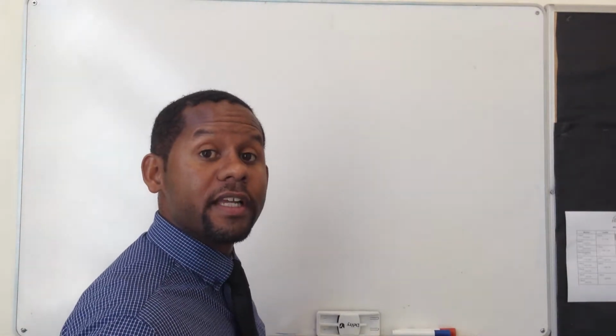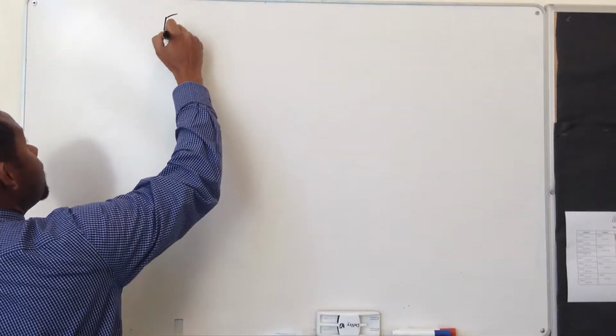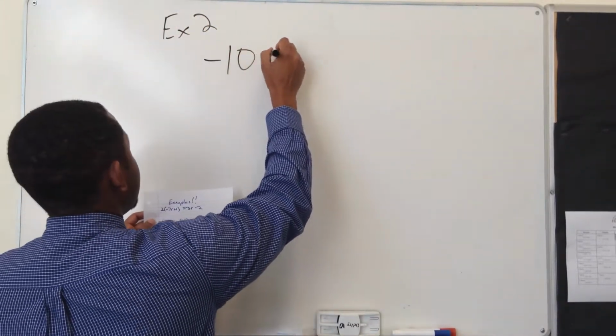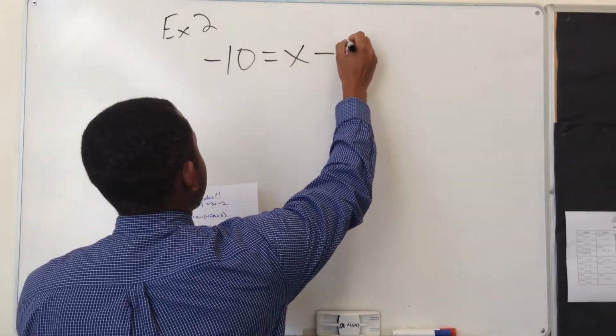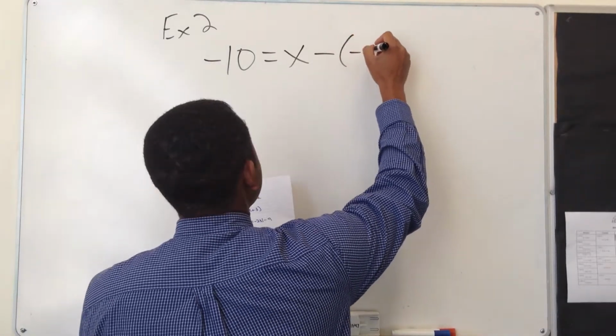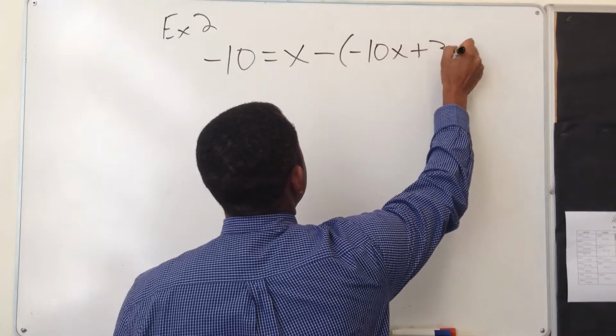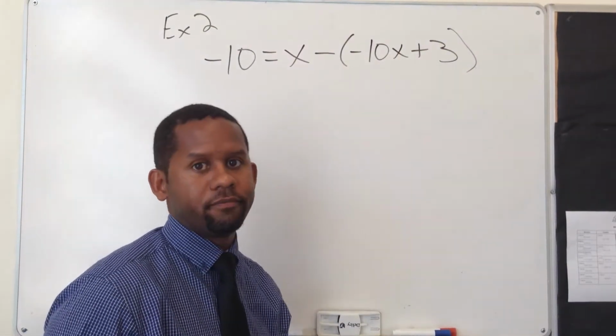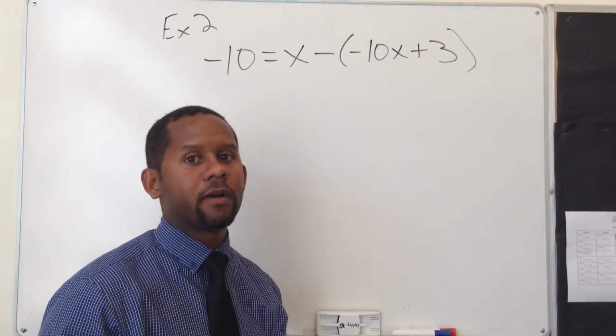So, here is your next example. Example 2 says negative 10 equals x minus negative 10x plus 3. You solve this on your own. Pause it, solve it. Come back and see if you did it right.